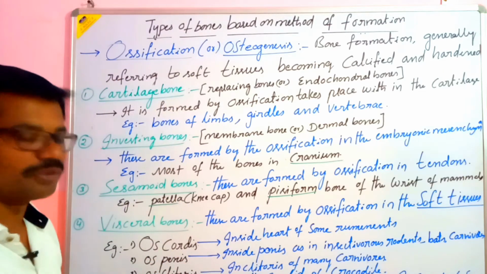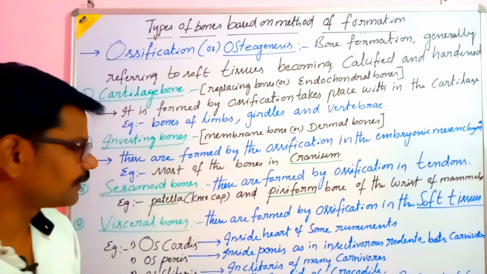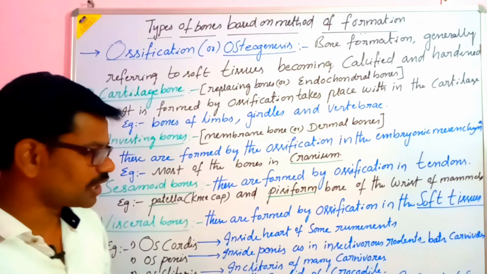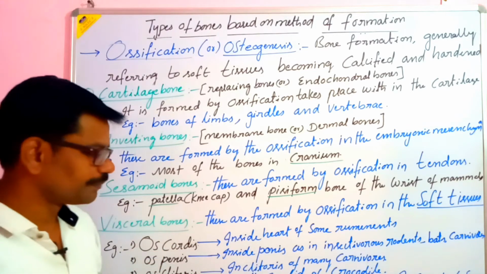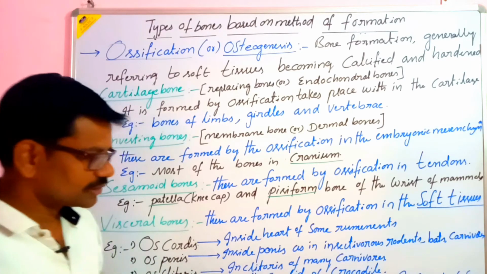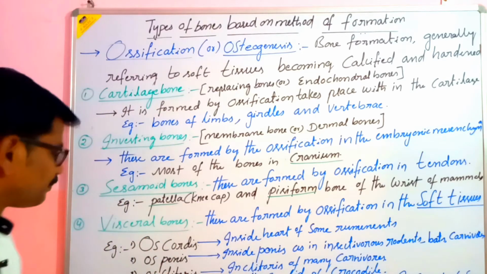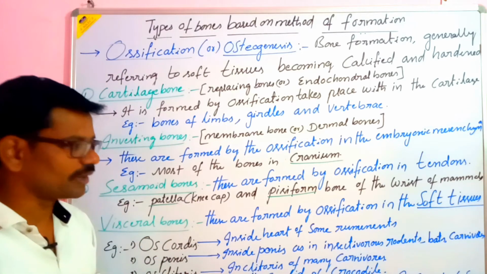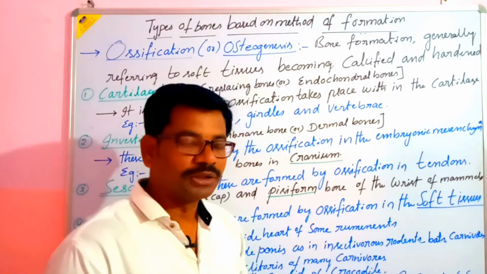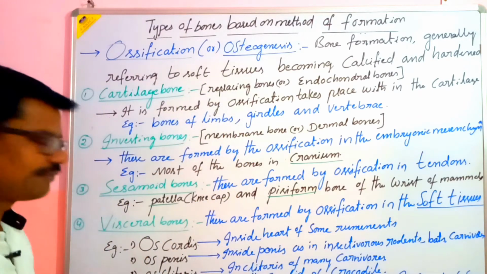And last one, visceral bones. Generally, these visceral bones are absent in human beings. But we can see them in other animals like some of the ruminants, some carnivores, some rodents, some chiroptera, that's the bats, some crocodiles, some birds, some moles. We will see that, right? Other than human beings, these visceral bones are formed by ossification in the soft tissues. So the mineralization and ossification takes place in the soft tissues to become visceral bones.